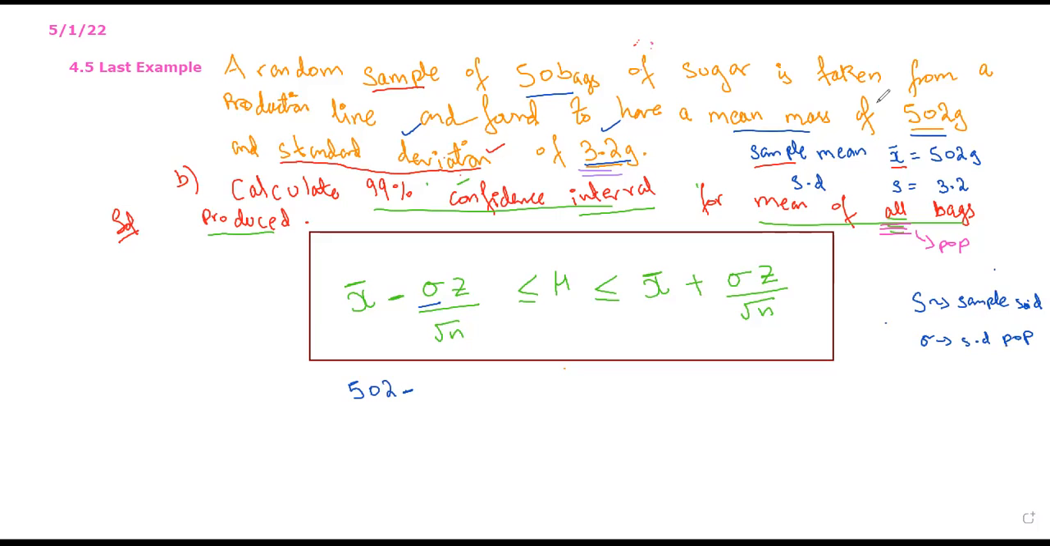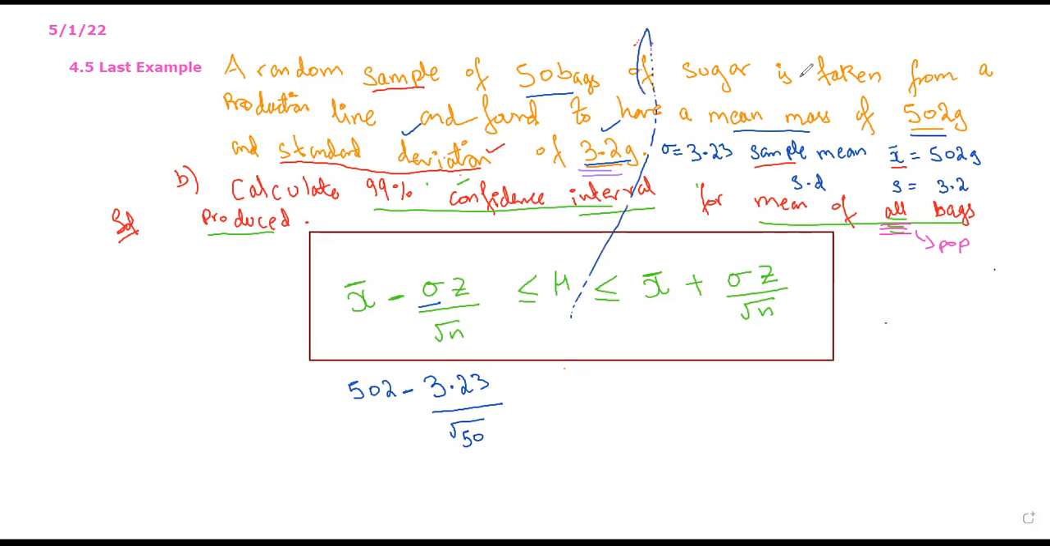And what is the value of sigma? Sigma is the standard deviation of the population, which we calculated in part A, so it was 3.23. So it is 3.23 divided by under root n. What is n? 50. And now you need to find z. So how are you going to do that?